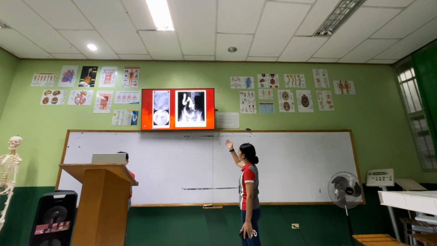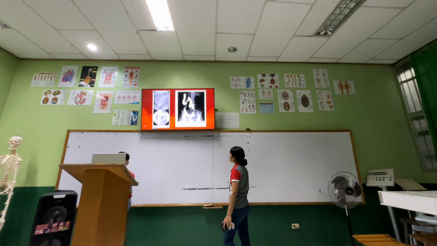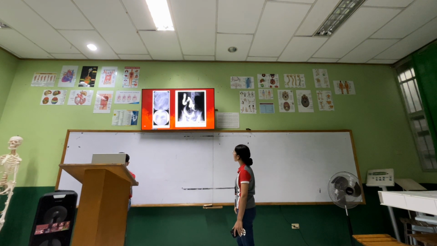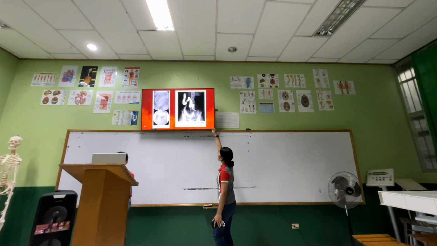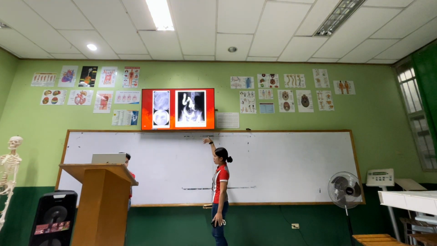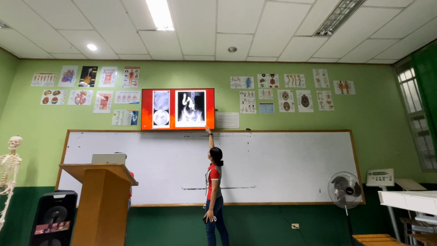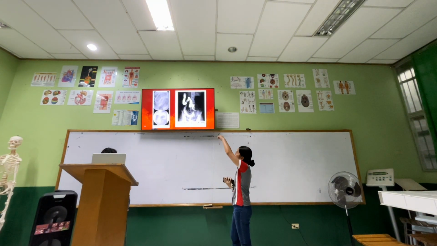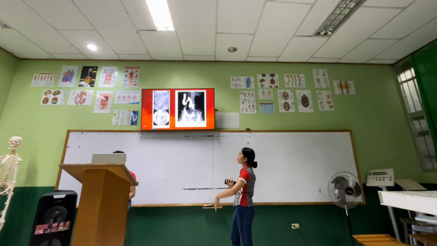Then this picture right here is a barium enema radiograph depicting a cecal volvulus. Note how the column of barium stops at the level of the volvulus. Since the intestine is twisted, the barium stops there and cannot continue.